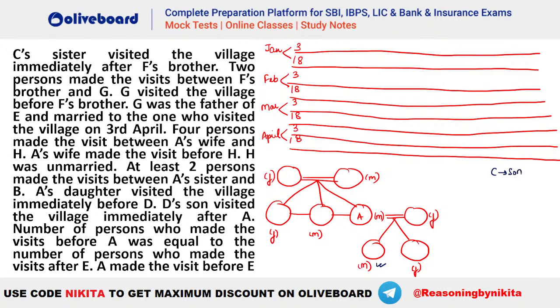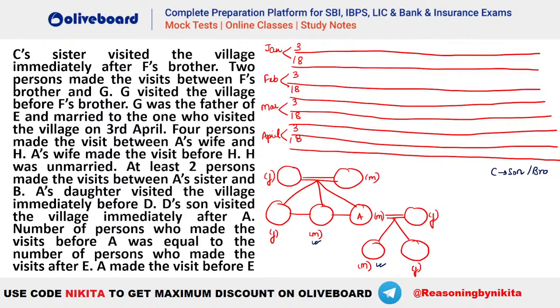So C is either the son. Similarly, C can be the brother also, because the brother also has a sister here, right? So there are three people who have a sister. There is A, who has a sister. There is the brother, who has a sister. And similarly, there is a son who has a sister. That means C is either the son or the brother.